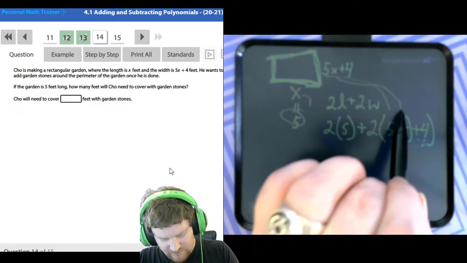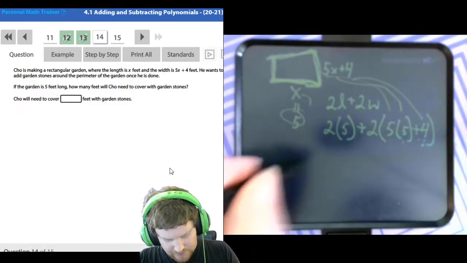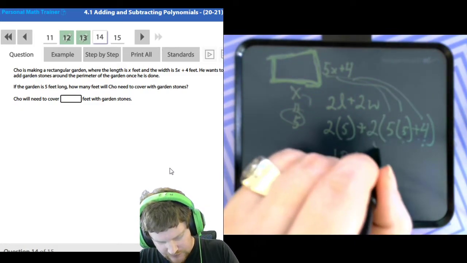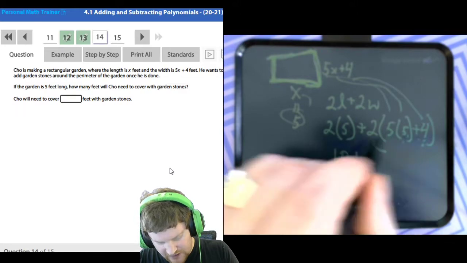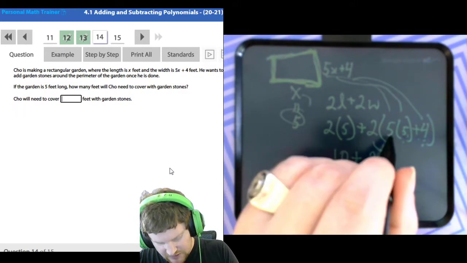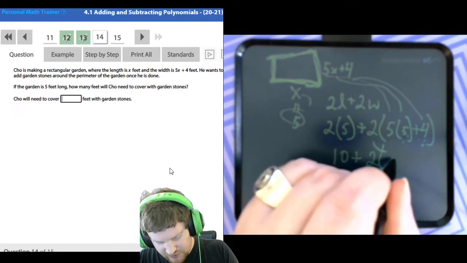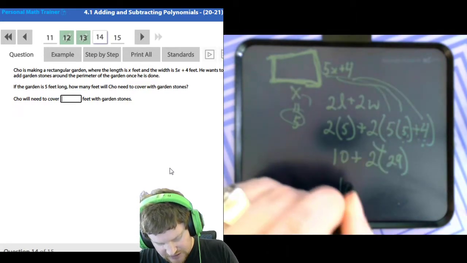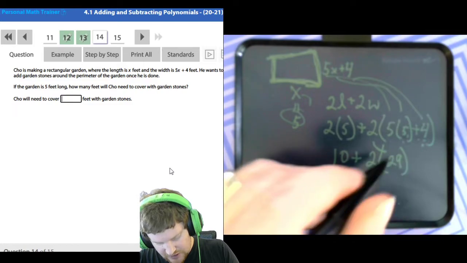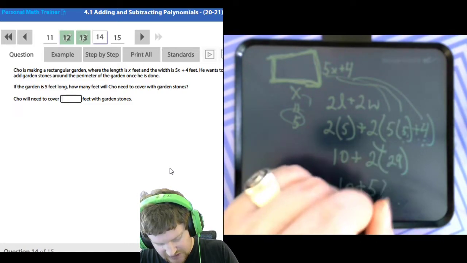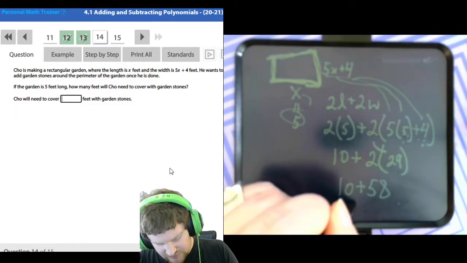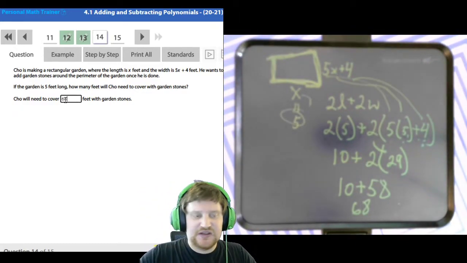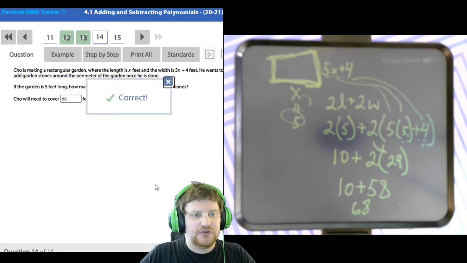So I've got 5, 5, plus 4. So 2 times 5 is 10, plus 2 times, 5 times 5 is 25, plus 4 is 29. 2 times 29, so 10 plus 2 times 29 is 58. 10 plus 58 is 68. So he needs to cover 68 feet with garden stones.